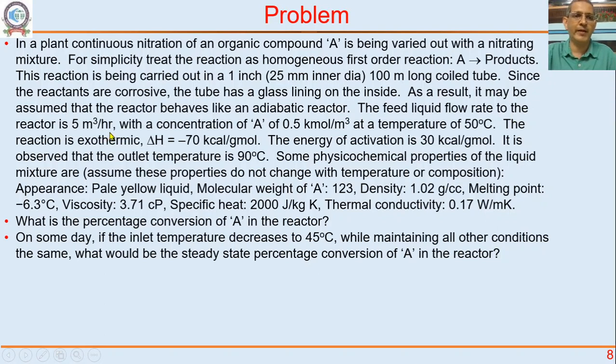Liquid flow rate to the reactor is 5 meter cube per hour. Concentration of A is 0.5 kilomoles per meter cube. At a temperature of 50 degrees centigrade, the reaction is exothermic. Delta H is minus 70. Energy of activation is 30. It is observed that the outlet temperature is 90 degrees centigrade.